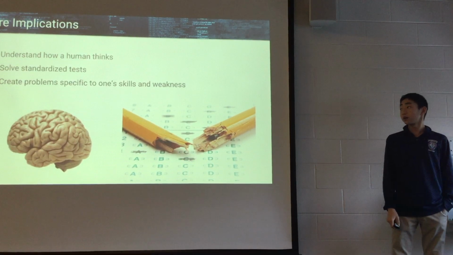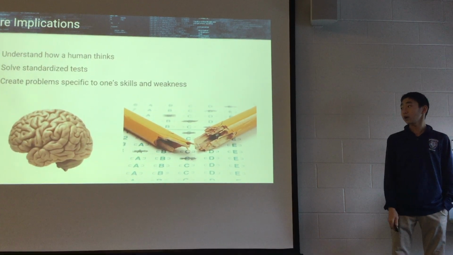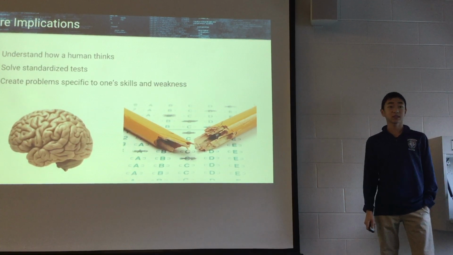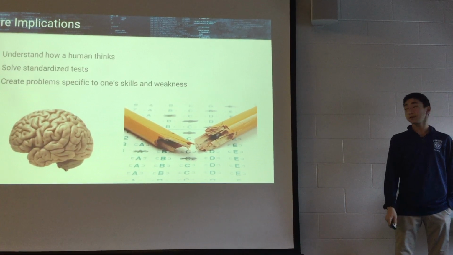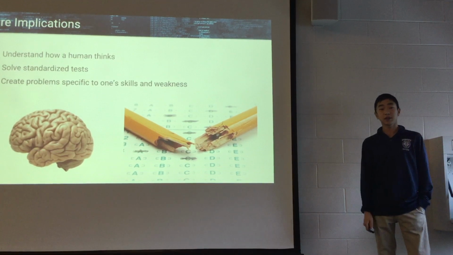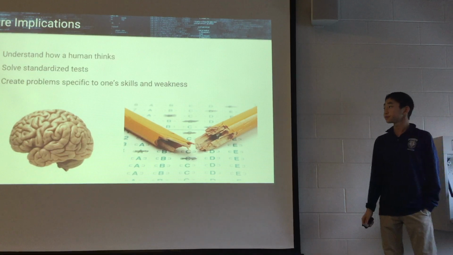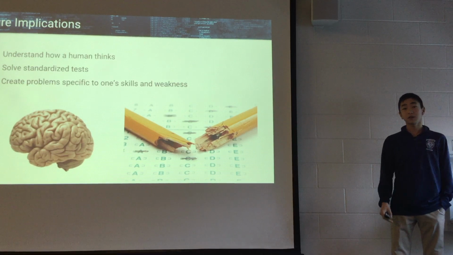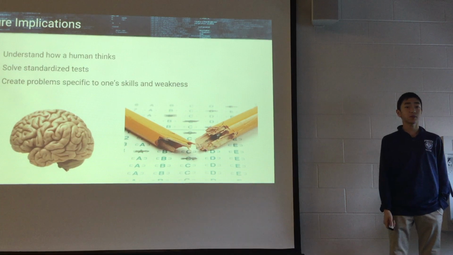So what does this mean going forward? With this model, we understand how a human thinks, so we can use that to create specific problems to target one's skills and weaknesses. For example, if that previous problem showed that most humans had difficulty recognizing abstract features, that's a sign that we need to teach students how to recognize abstract ideas. In the future, maybe we can just feed in RPM problems into this model. It'll spit out incorrect problems, which tells us that we need to work on those types of problems.